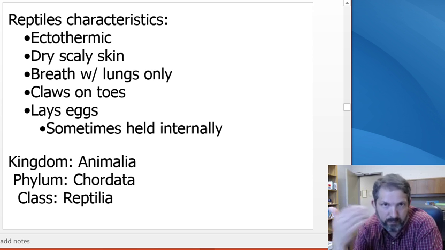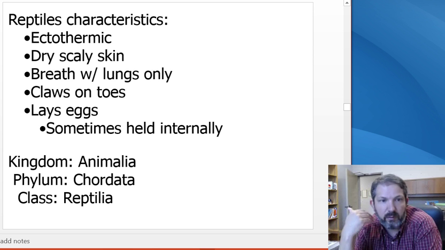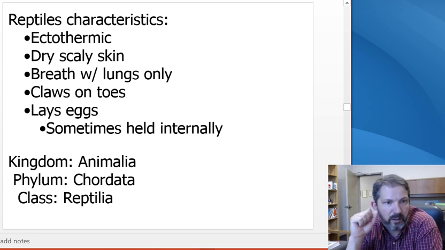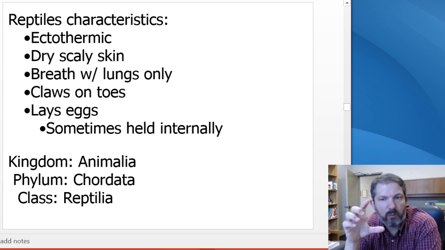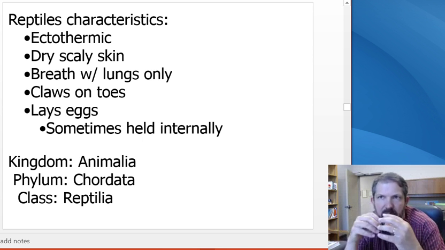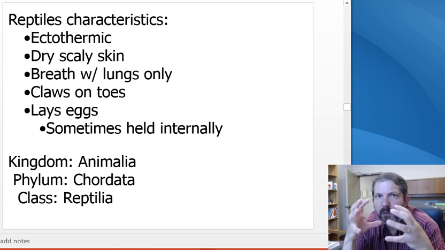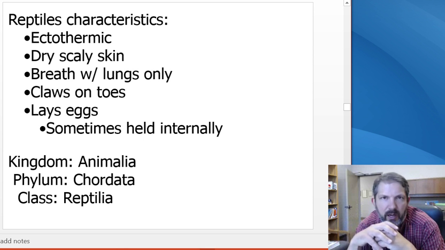So better lungs, better breathing with the lungs. Claws to climb around on land. Lay eggs, and an egg that's different than an amphibian egg. The reptile egg is a big leap forward. The amphibian egg has to stay in the water or in a very moist environment. The reptile egg has a shell around it, sometimes just a very leathery shell, and it still needs a moist environment, but it can be kind of a hard, dry shell.